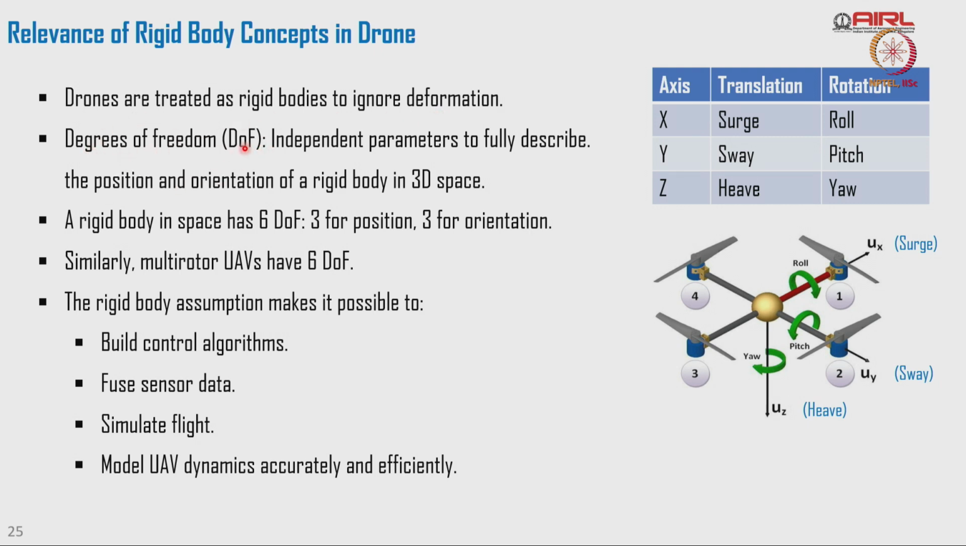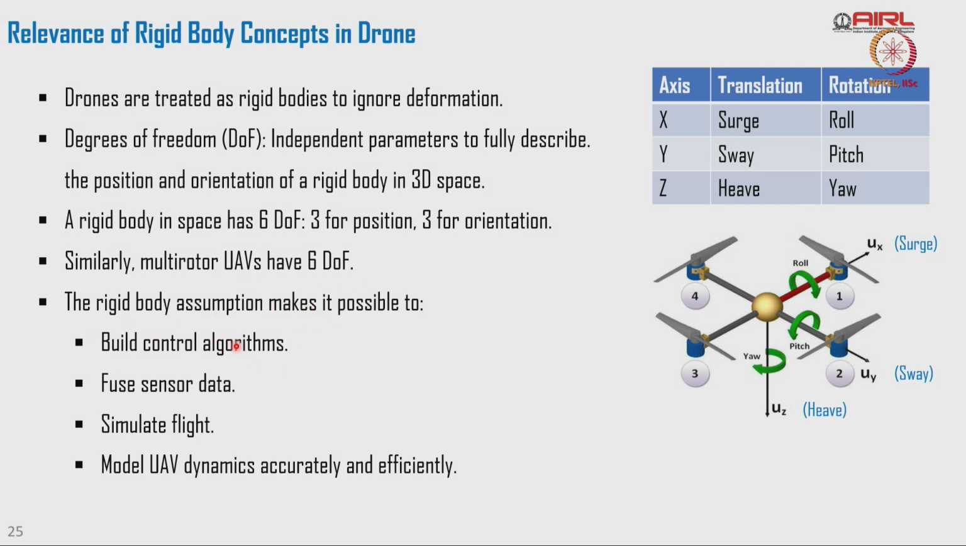The degree of freedom for the drone is the number of independent parameters required to describe the motion completely. In our case we need 3 translations and 3 rotations, and hence the degree of freedom is equal to 6: 3 for position and 3 for orientation, right. We make some assumptions when we do this representation. What we need this for is to build control algorithms.